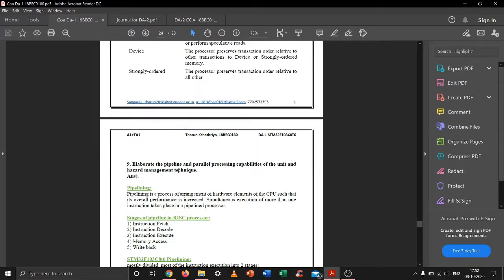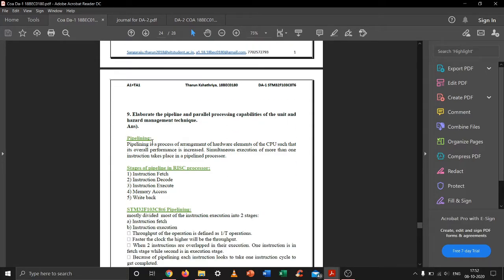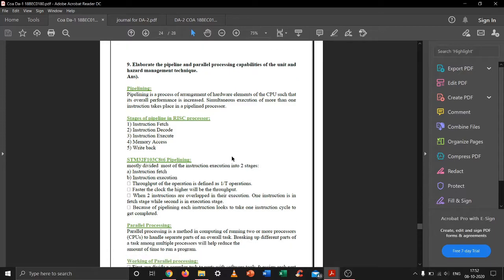And the next, coming to the ninth question: elaborate the pipeline and parallel processing capabilities of the unit and hazard management technique. Here, pipelining. Pipelining is a process of arrangement of hardware elements of the CPU such that its overall performance is increased. Simultaneous execution of more than one instruction takes place in a pipeline processor. What this means is, we can execute more than one instruction at a time. That is pipelining.